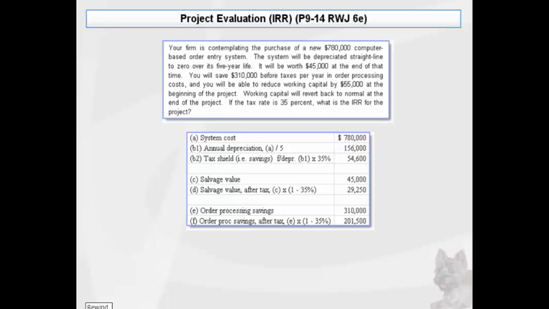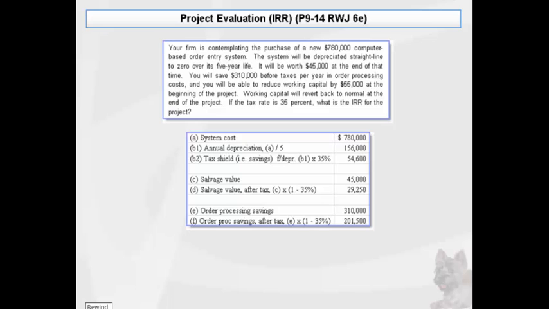expect to get as a result of recording depreciation, which doesn't involve any cash flow, but Uncle Sam lets us record that deduction. So we wind up saving taxes if we're in a 35% tax rate. And that's how we derive the $54,600. Then they gave us salvage value at $45,000.